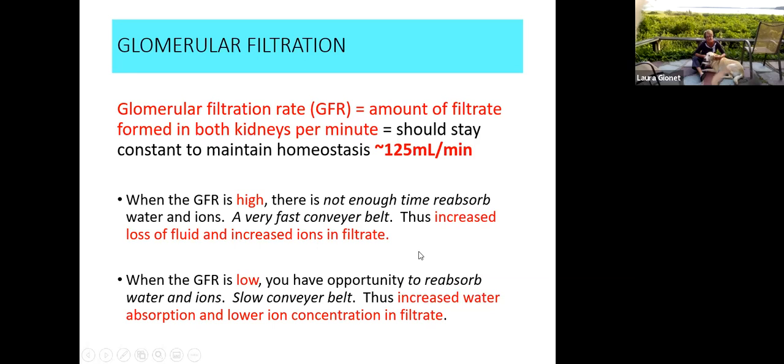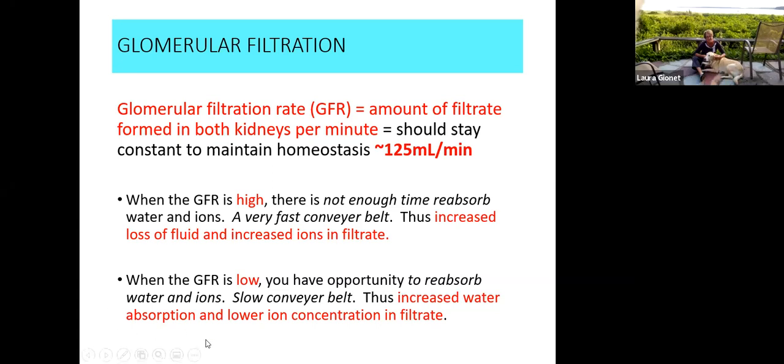If the conveyor belt is moving quickly, you don't have enough time to reabsorb as much water and sodium chloride as you might want. So it ends up staying in the filtrate, going out as urine, and being eliminated from the body. So when GFR is high, there's not enough time to reabsorb water and ions. It's like a fast conveyor belt. Thus, we have increased fluid loss and increased ions in filtrate, and ultimately it goes out in urine.